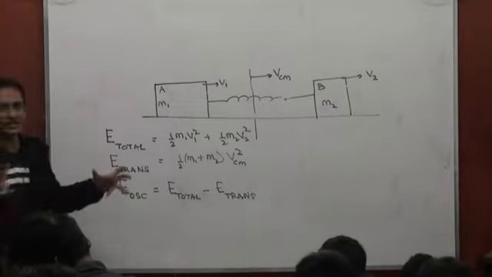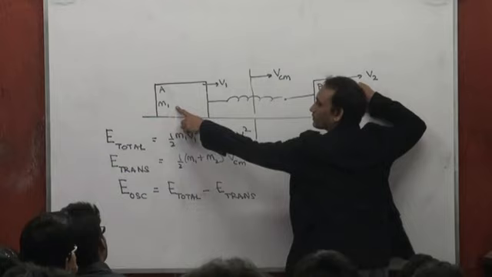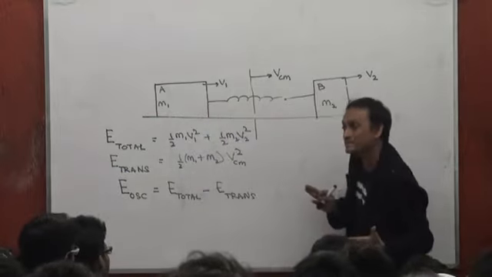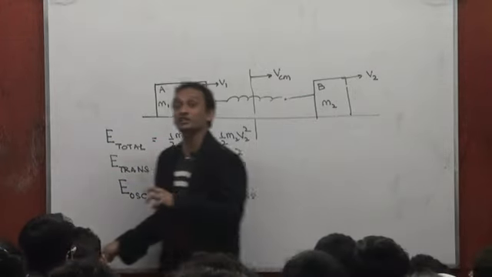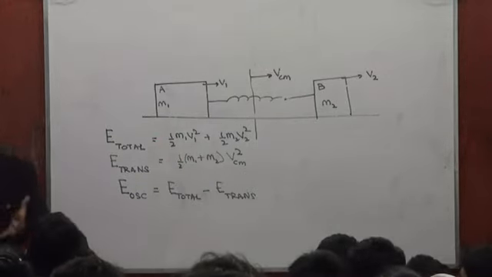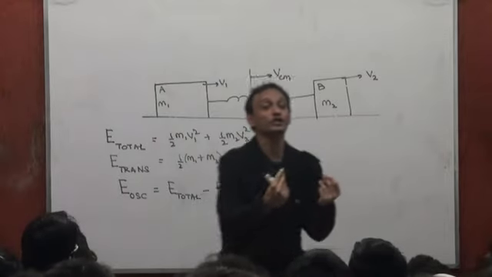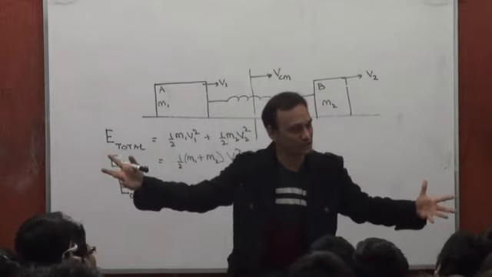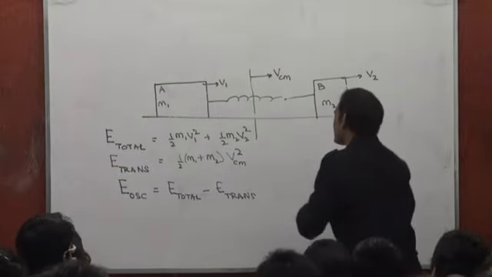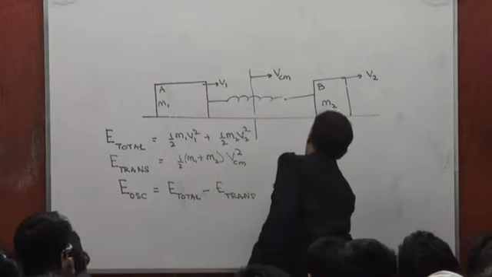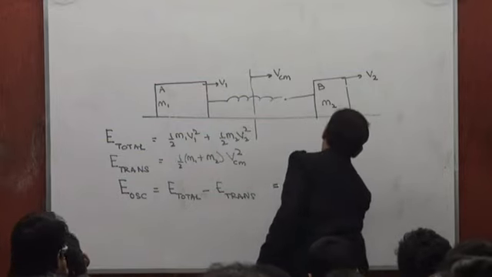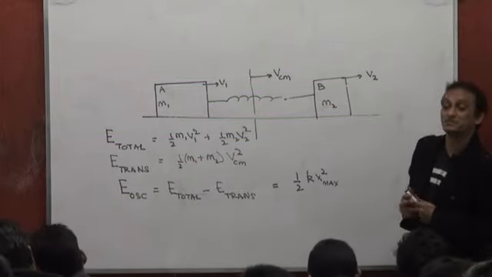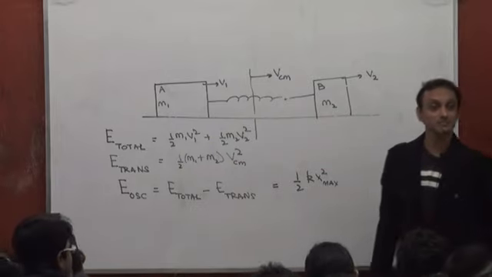And this oscillation energy shuffles between kinetic energy of the two masses and the elastic potential energy of the spring. So when this oscillation energy gets completely converted into elastic potential energy of the spring, then that must give me the maximum elongation. So when this gets converted into elastic potential energy completely, half k x max squared, this will give me the maximum elongation.